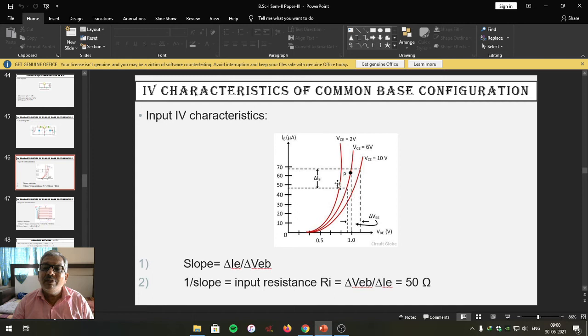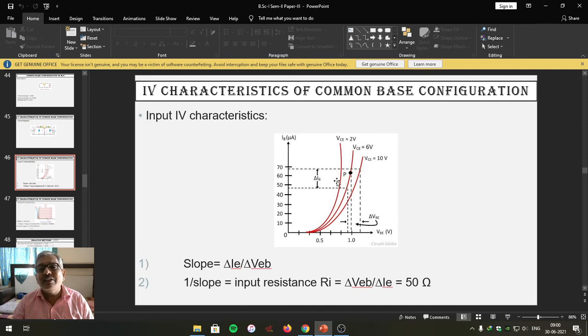Almost all VB remains constant, or the rise in VB is less. This is the peculiar characteristic we are obtaining, or this is the interpretation of the IV characteristics, that is IB versus VB.